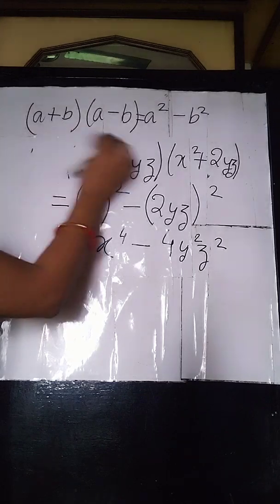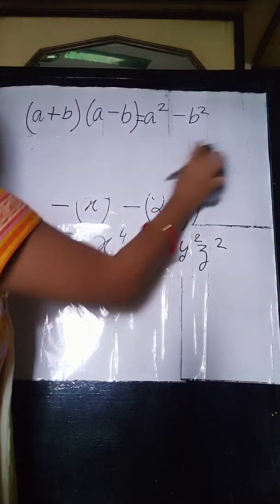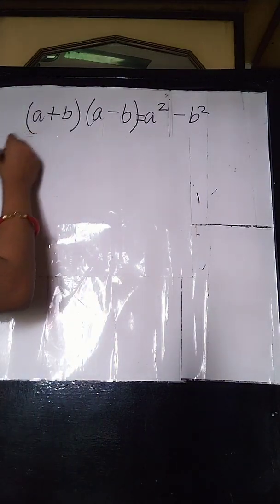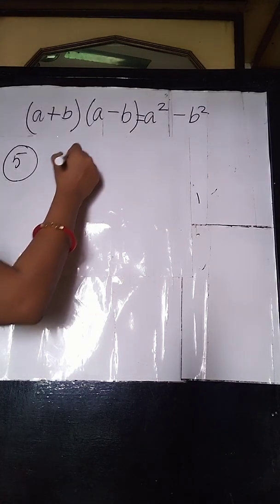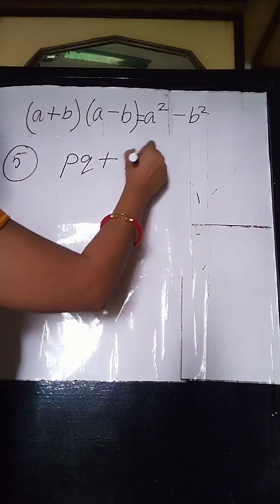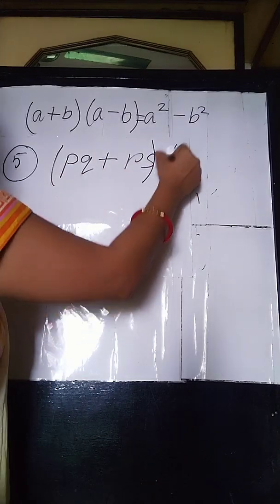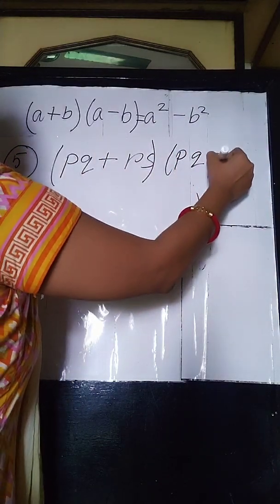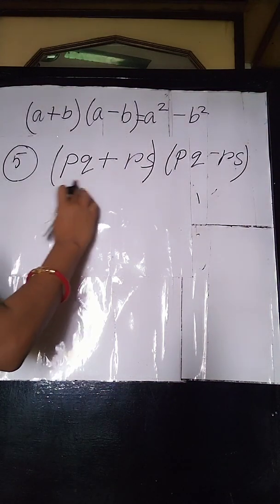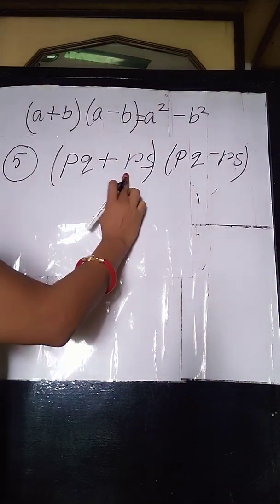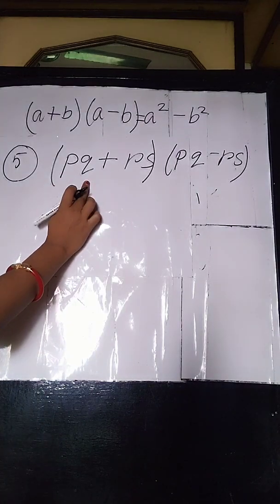Suppose in the case of sum number 5 and sum number 6, back to back we will do sum number 5 and sum number 6. Please see, I am rubbing out sum number 4 and doing sum number 5 and sum number 6 for your convenience. Sum number 5. In sum number 5 it is given that PQ + RS and PQ − RS. We have to assume PQ as the first term and RS as the second term.